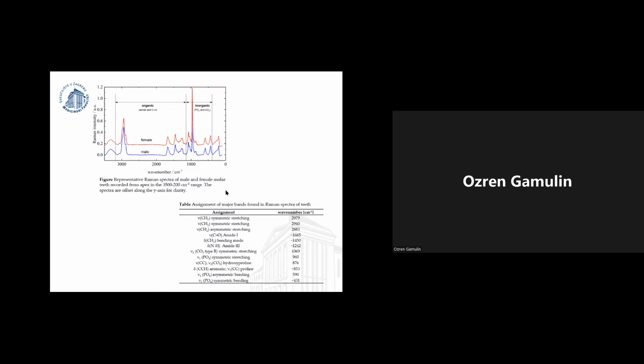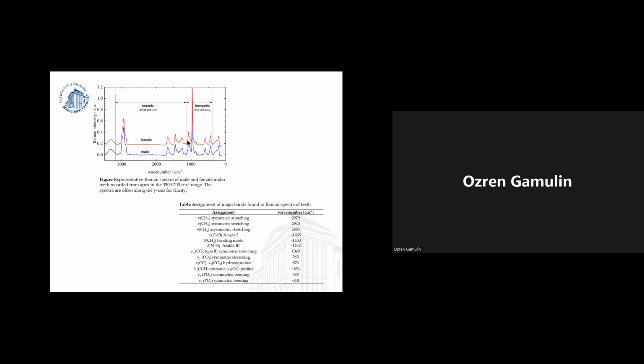Here you can see an example of those recorded Raman spectra. You can see male and female, how Raman spectra of male and female teeth look. They are almost indistinguishable at first sight. Just after application of statistical analysis will the difference show.